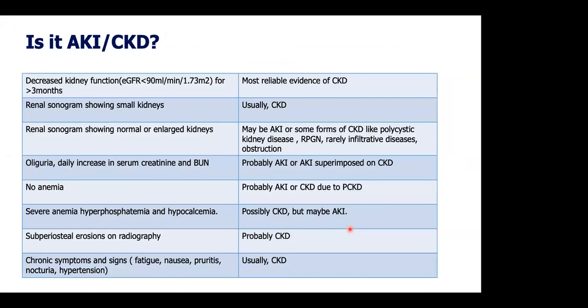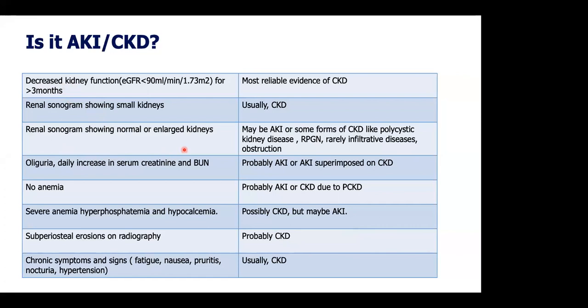So how do you differentiate? This dilemma certainly arises in clinical practice, and many times we are confused whether it is AKI or CKD. Certain clinical features and markers would roughly tell you whether it is AKI or CKD. Decreased kidney function fitting the exact definition of CKD would be the most certain and reliable evidence of CKD. Ultrasound showing small kidneys would mostly be CKD. And a renal sonogram showing normal or enlarged kidneys may be AKI, or may be because of polycystic kidney disease, which would also be a cause of chronic kidney disease.